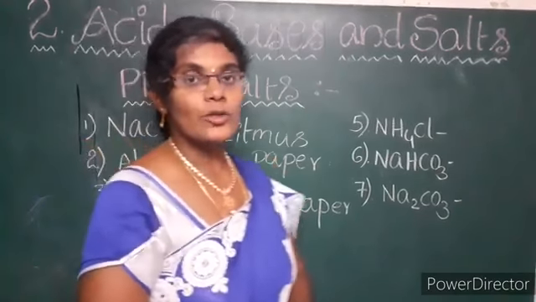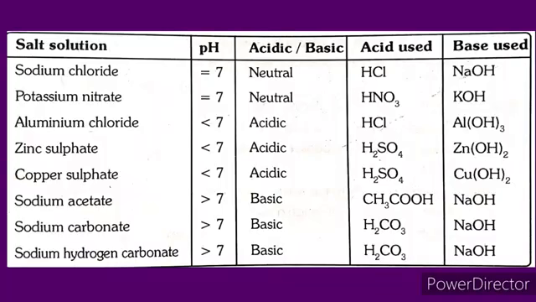Okay children, look at this table. Children, look at the first one, sodium chloride. The pH of sodium chloride is 7 and the acid and base used to form this sodium chloride are hydrochloric acid and ammonium hydroxide. The nature of sodium chloride is neutral, which means neither acidic nor basic.